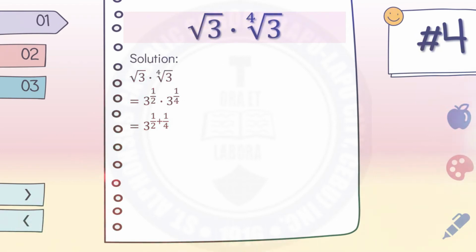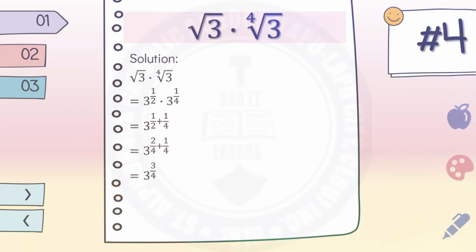Since you cannot simply add these fractional exponents because they don't have the same denominator, you need to look for the LCD of 2 and 4. For that, you have here 4. So our new expression will be 3 raised to 2/4 plus 1/4. 2/4 plus 1/4, that's 3/4. So you'll have here 3 raised to 3/4.